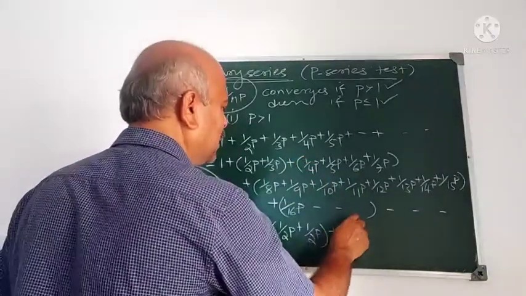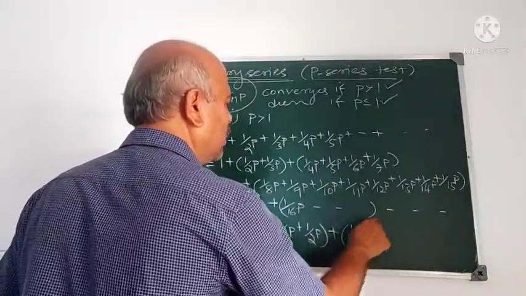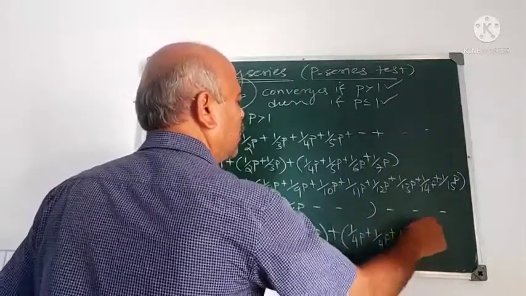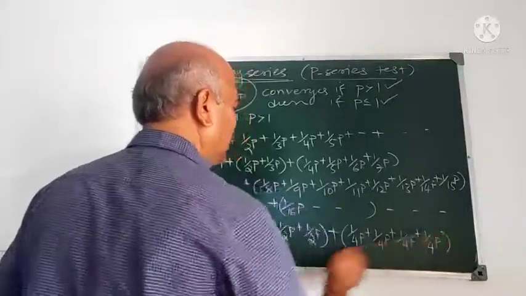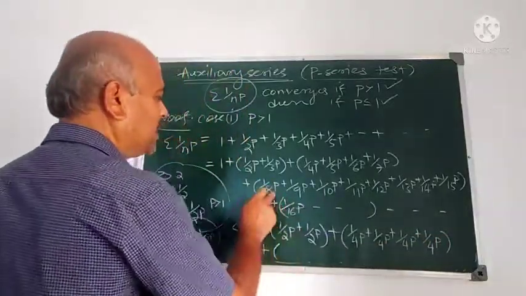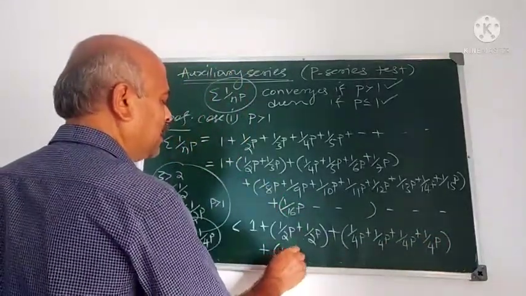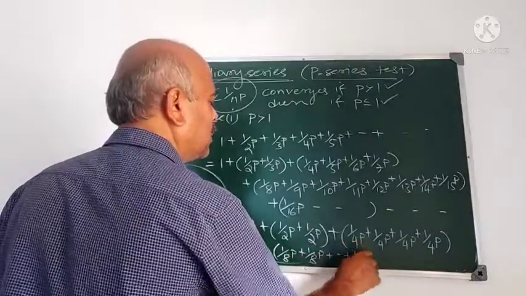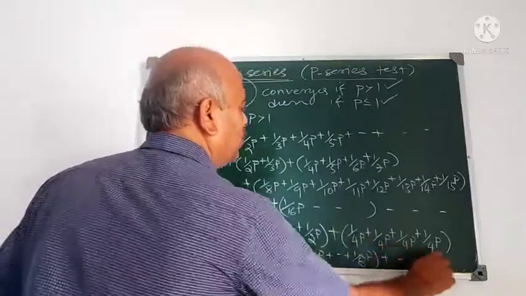So I write this as less than 1 upon 4 raised to p plus 1 upon 4 raised to p plus 1 upon 4 raised to p plus 1 upon 4 raised to p. 4 terms are there. Plus, next similarly it is less than 1 upon 8 raised to p, 8 raised to p, plus so on, plus 1 upon 8 raised to p, plus so on.